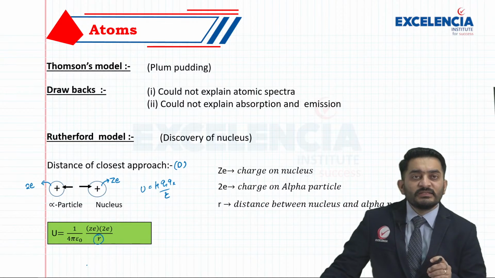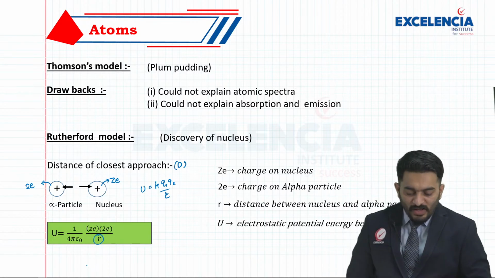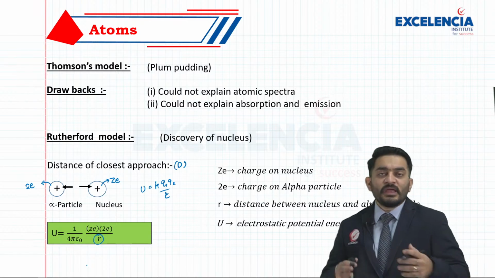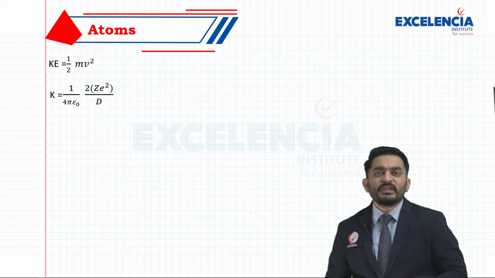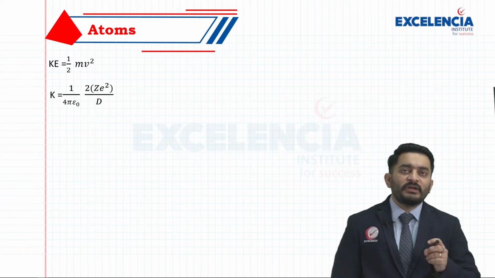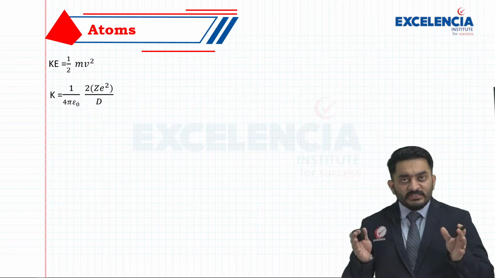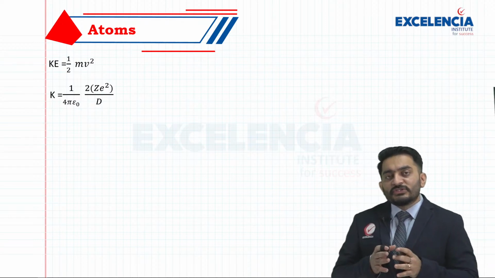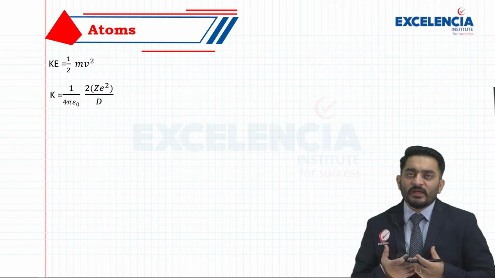R is the distance between the nucleus and the alpha particle, and then you have your electrostatic potential energy. Equating your kinetic energy with this particular formula will simply give you the formula for this capital D. The R has been replaced by capital D, because I told you the distance where the alpha particle is going to be stopped, we simply replace that R by capital D, because that is what our aim is.